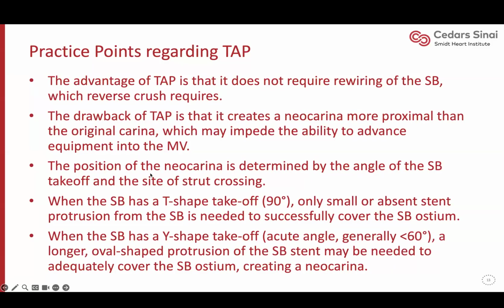The position of the neocarina is determined by the angle of the side branch takeoff and the site of strut crossing. When a side branch has a T-shaped takeoff, meaning 90 degrees, only small or absent stent protrusion from the side branch is needed to successfully cover the side branch ostium. When a side branch has a Y-shaped takeoff, meaning an acute angle, generally less than 60 degrees, a longer oval-shaped protrusion of the side branch stent may be needed to adequately cover the side branch ostium, creating a neocarina.